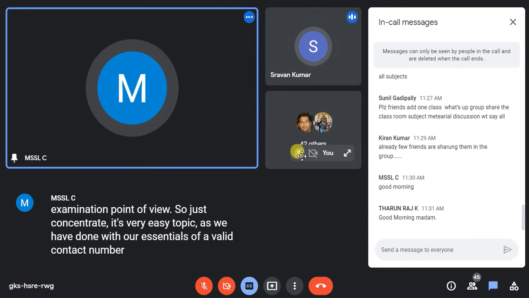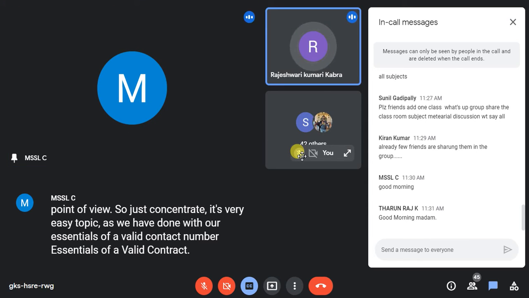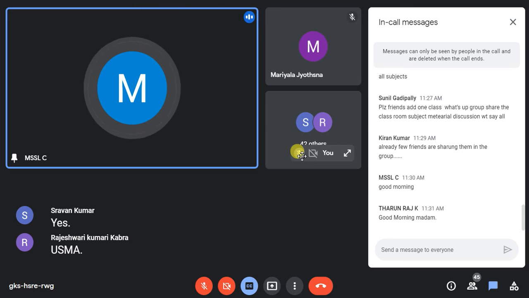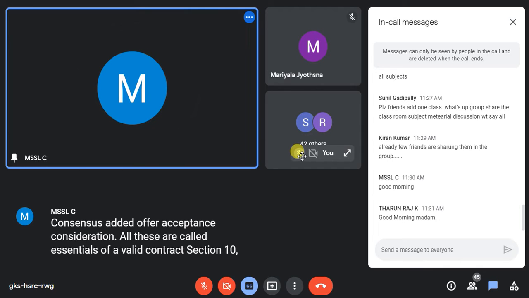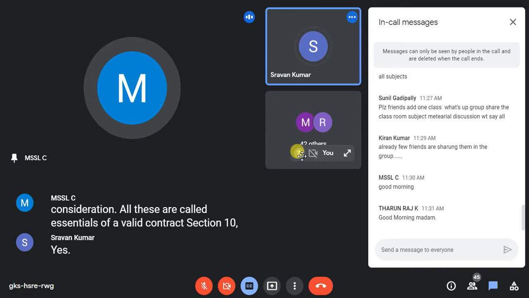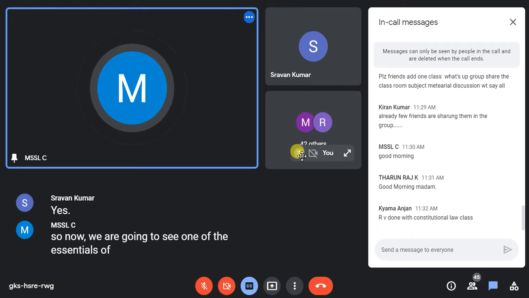Essentials of a valid contract: consensus ad idem, offer, acceptance, consideration. All these are called essentials of a valid contract, Section 10. Now we are going to see what are the essentials of a valid offer.